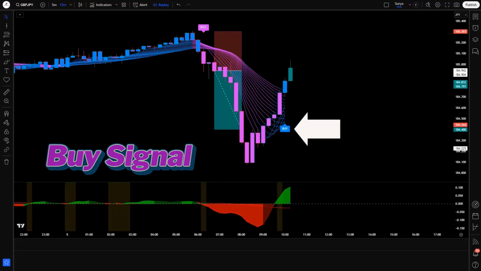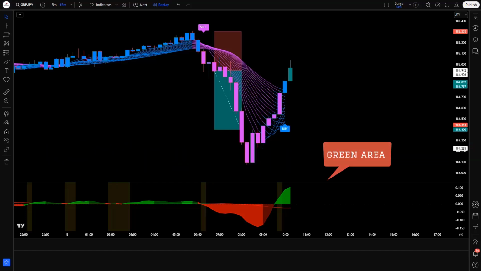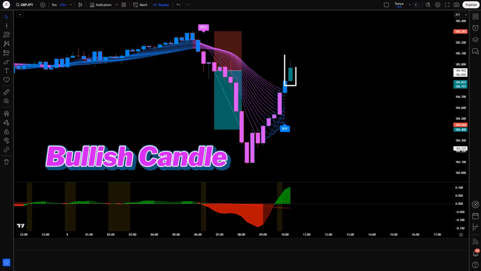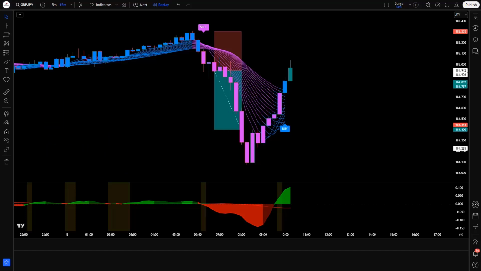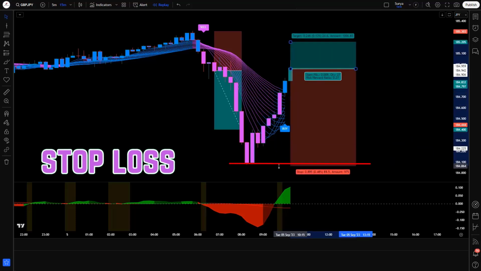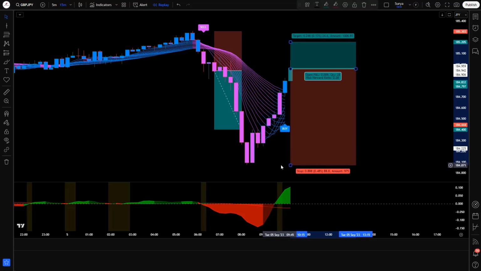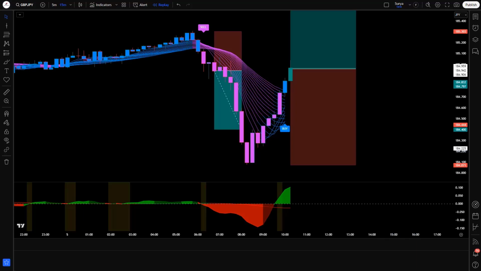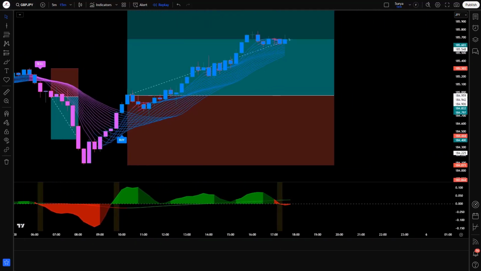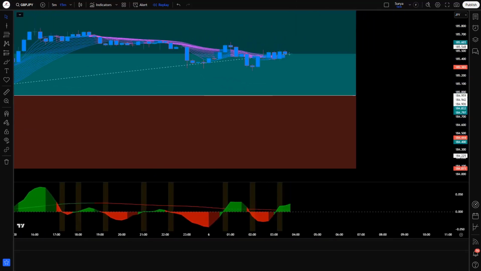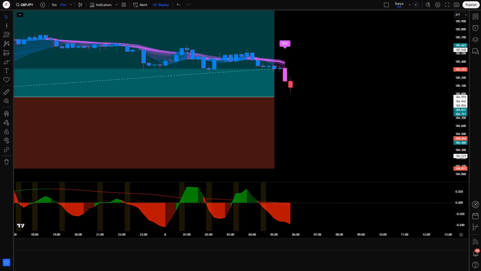When Gold Digger AI indicator has given buy signal, then bull trading Elliott wave oscillator indicator has formed green area. And the market forms a bullish candle. So all these conditions are fulfilled, so we have to take buy order, and our stop loss should be placed at the previous low of the market. And the risk-reward ratio will be 1 to 1.5. Let's see what happens to our trade. The indicator has given next signal, so the previous order has to be closed.